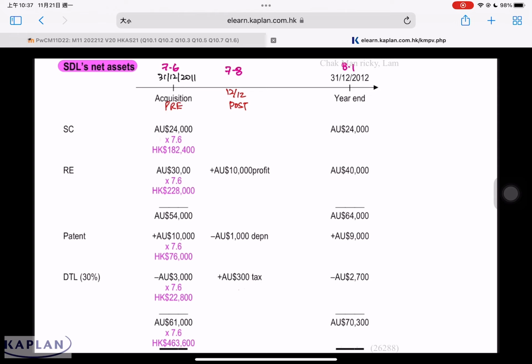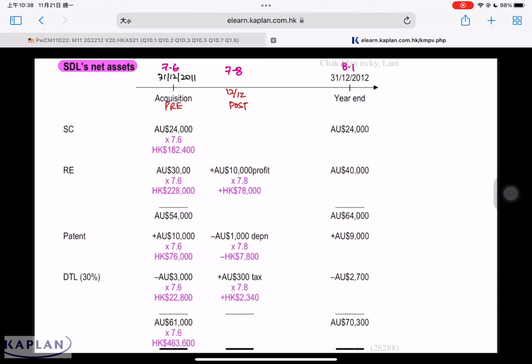Profit for the year will be translated at 7.8, equal to Hong Kong dollar 78,000. The patent amortization adjustment will be translated using 7.8. The translated amount will be equal to 7,800. As a result, we must account for the deferred tax effect. 300 multiplied by 7.8 is equal to 2,340. We add up all of this: 10,000 minus 1,000 plus 300.